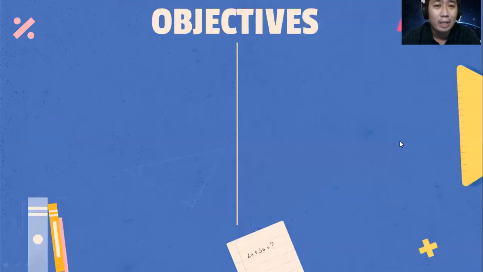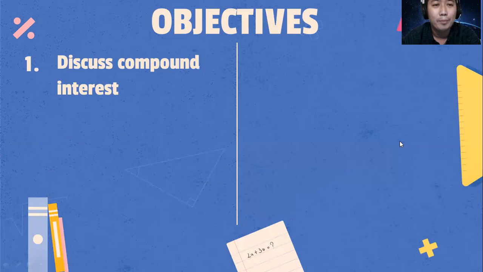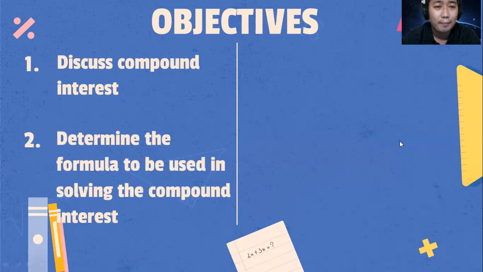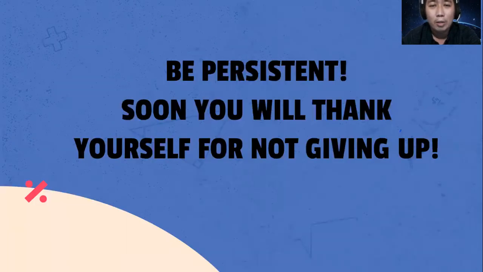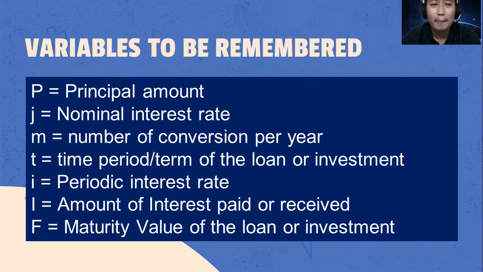So what are the objectives of this lesson? Number one, discuss compound interest. Number two, determine the formula to be used in solving the compound interest. And number three, solve the value of compound interest. Always remember, be persistent. Soon you will thank yourself for not giving up. Always remember that.